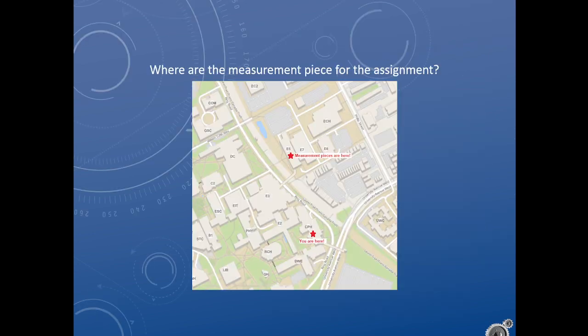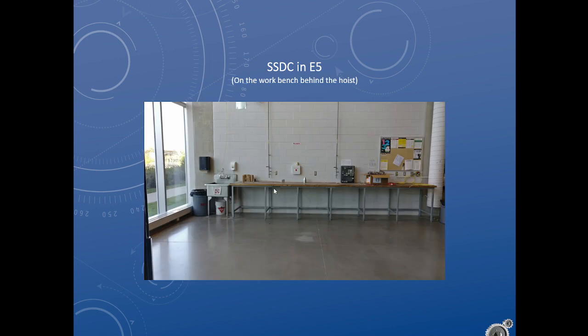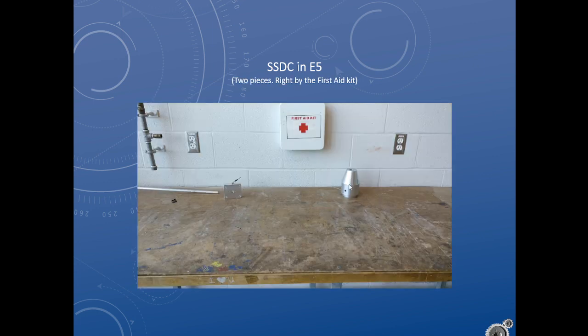We have in E5, the Design Center, on these tables, some parts. There's two of them. Pick one, measure it. Measure everything about it. Because after midterms, in the next following assignment, you will have to use your measurements to create a full AutoCAD drawing of this part.